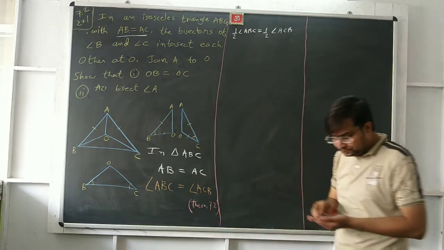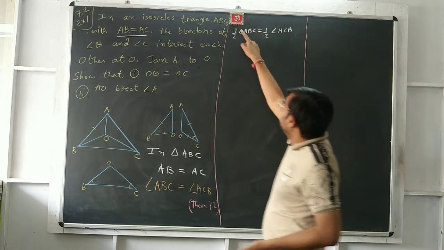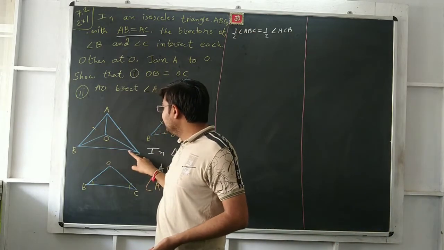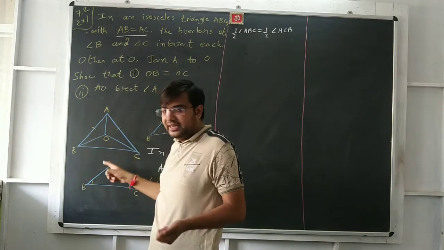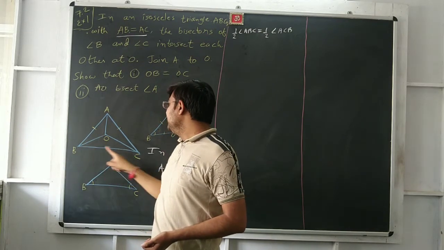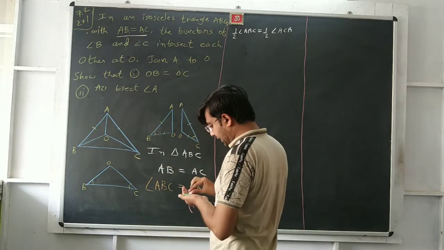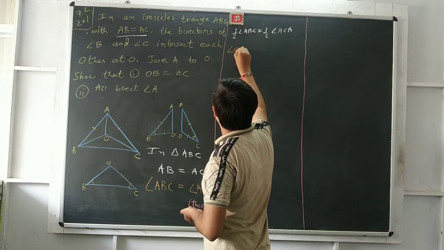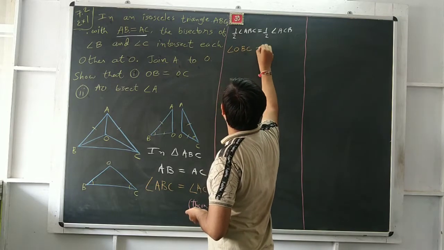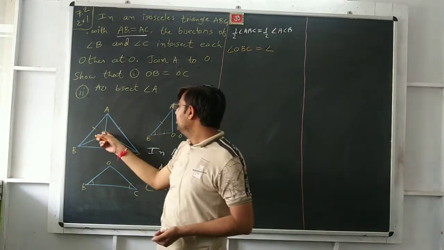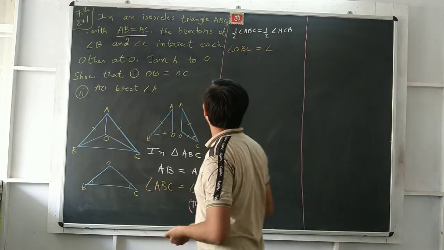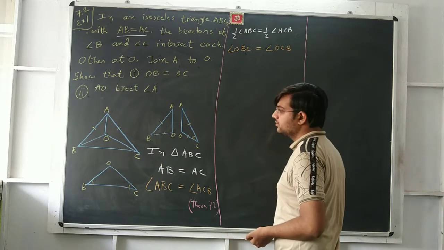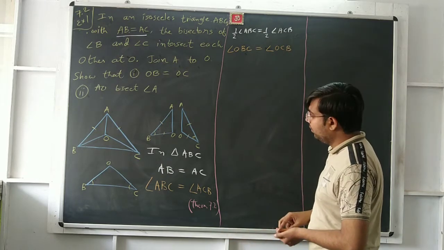Now, we know that 1 half of angle ABC, we can write that as angle OBC. Then I can write angle OBC is equal to angle OCB.